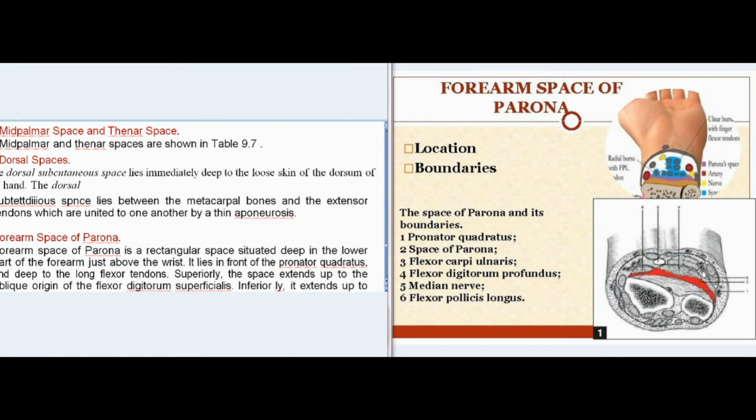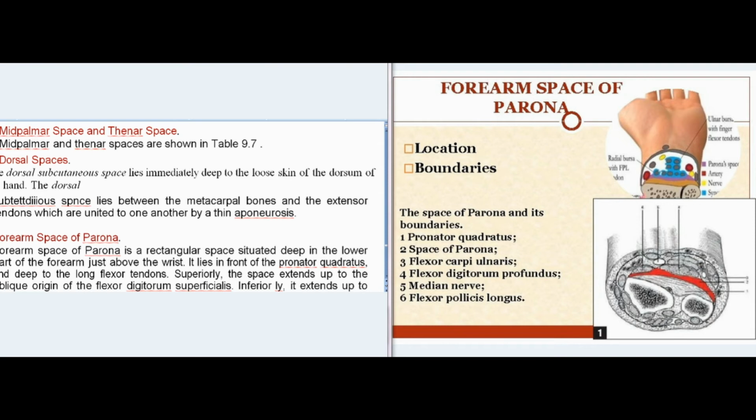Mid-palmar space and thenar space. Mid-palmar and thenar spaces are shown in Table 9.7. Dorsal spaces. The dorsal subcutaneous space lies immediately deep to the loose skin of the dorsum of the hand. The dorsal subaponeurotic space lies between the metacarpal bones and the extensor tendons which are united to one another by a thin aponeurosis.